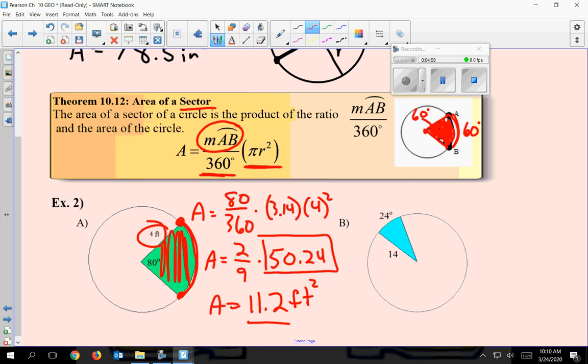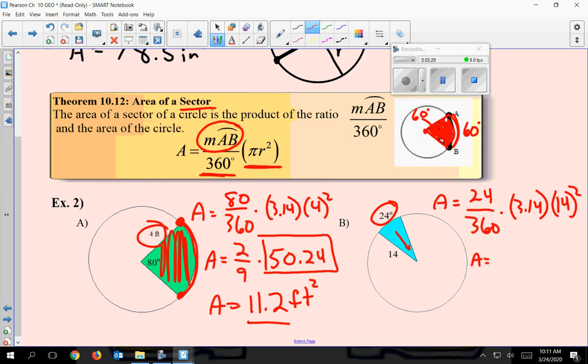So in example B, we're going to do kind of the same thing. It's a smaller piece of the pie, and they give me an angle. Now, if it's 24 out here, then it's 24 in here too, okay? So the area is going to be 24 over the circle, 360, times the area of the circle, so pi. They give me a radius of 14, squared, okay?